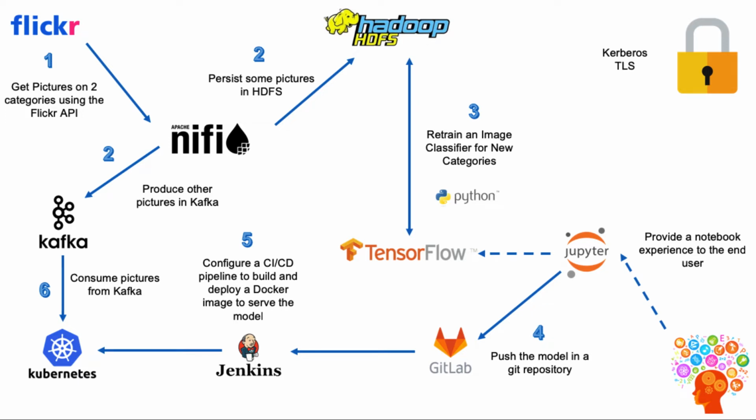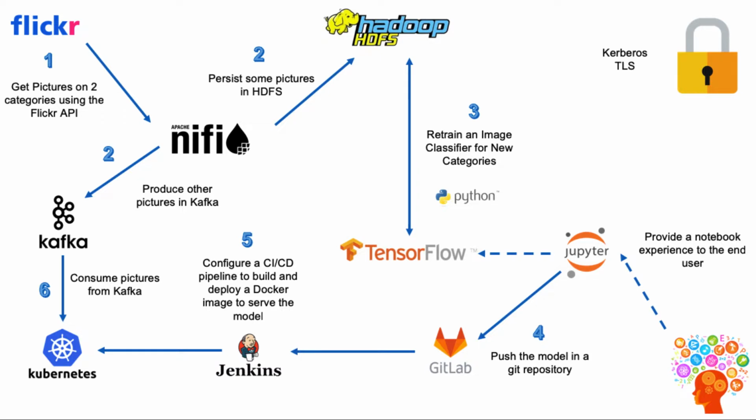Hi everyone! In this demo, we'll use Apache NiFi to get pictures of cats and dogs from the Flickr API. We'll store half of these pictures in Hadoop HDFS and we'll produce the other half in the Kafka topic. Then we'll use a JupyterLab notebook to retrain a TensorFlow job that classifies pictures.